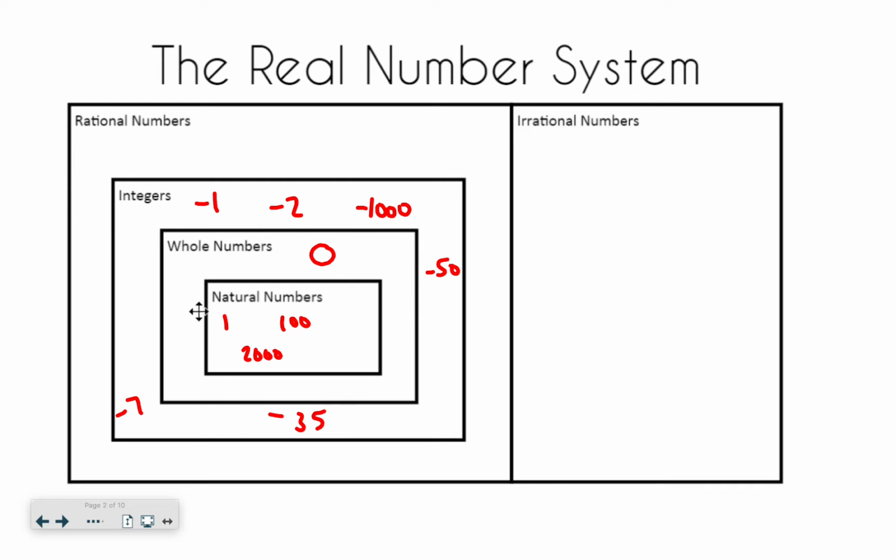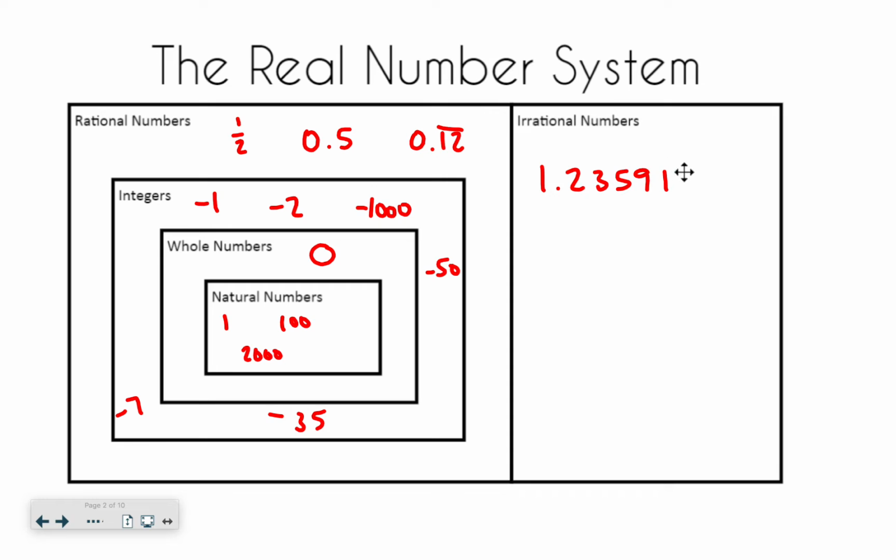Then rational numbers are all of those numbers that can be written as a fraction, like 1/2, or as a decimal, 0.5. But when it comes to a decimal, it has to be a decimal that stops, like 0.5, or a decimal that repeats, like 0.12 repeating. If it doesn't stop and it doesn't repeat, that's where we get something called an irrational number.